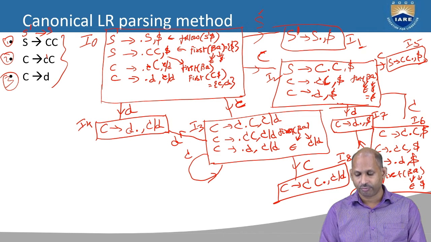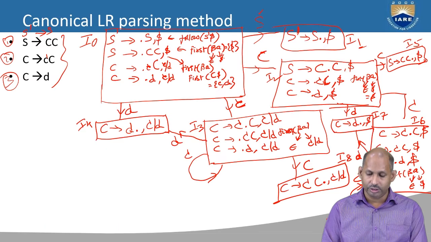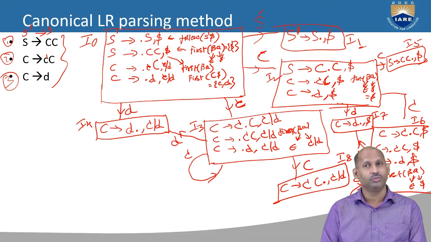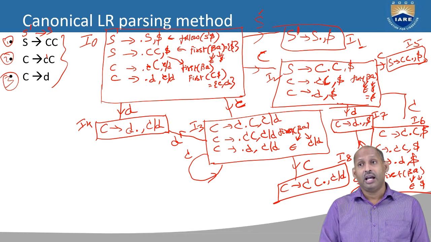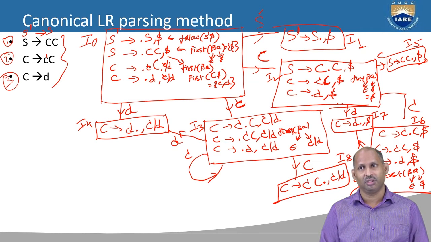Then, I7 is over, state 7 is over, I8. What is I8? I8 is a state having a production with dot at the end. So, what is that production? It is the second production.